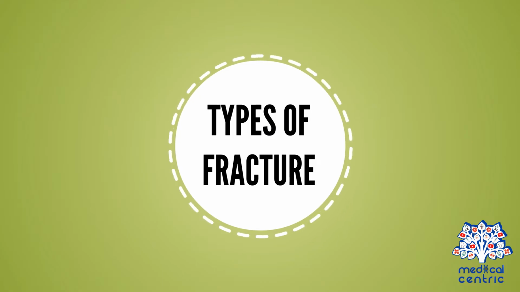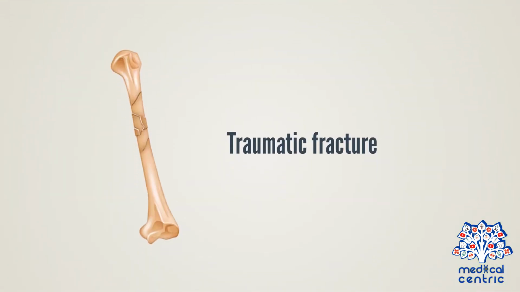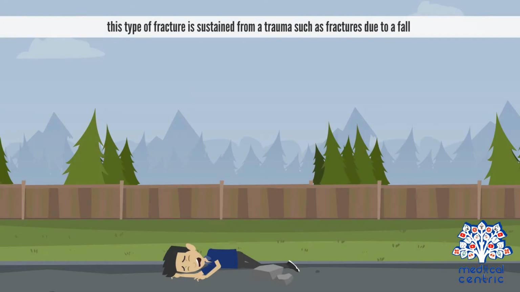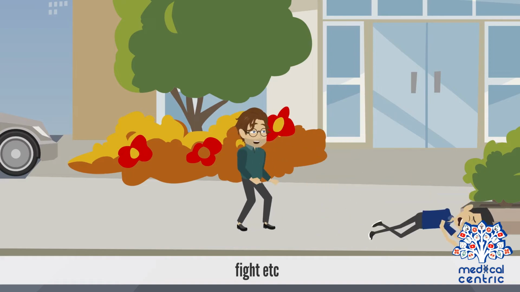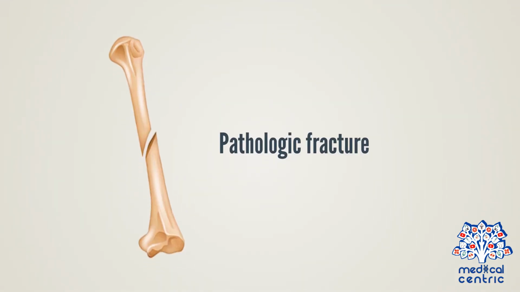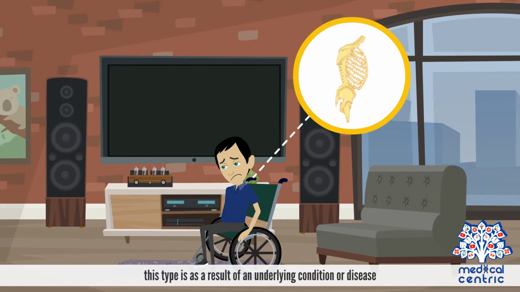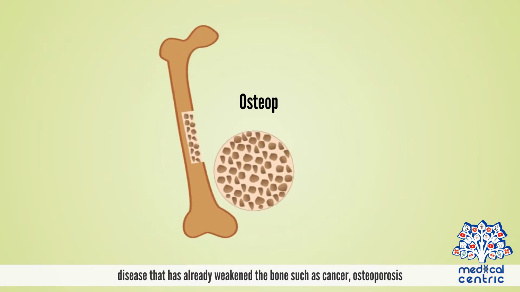Types of fracture. Traumatic fracture. This type of fracture is sustained from a trauma, such as fractures due to a fall, accident, fight, etc. Pathologic fracture. This type is as a result of an underlying condition or disease that has already weakened the bone, such as cancer or osteoporosis.